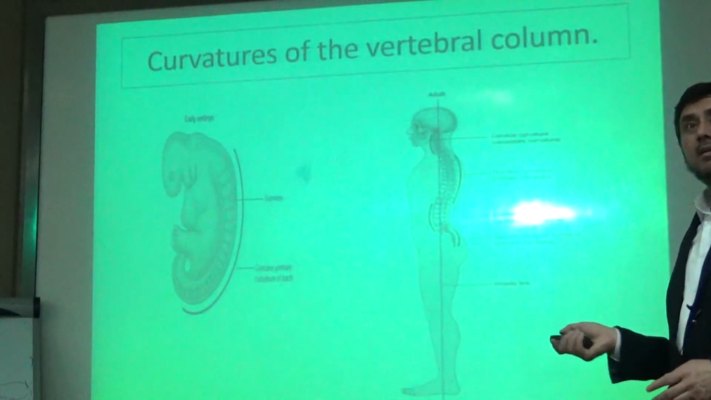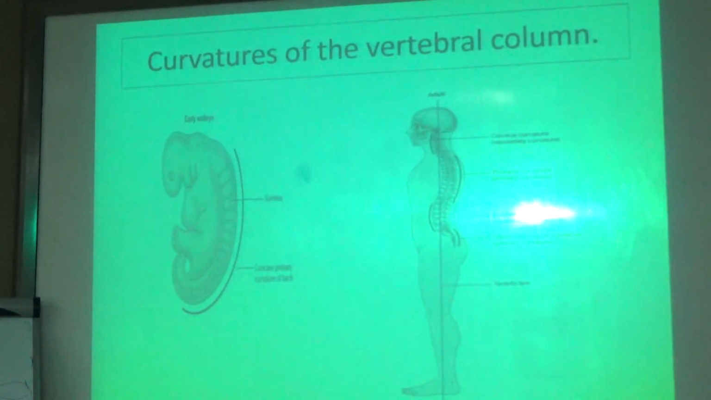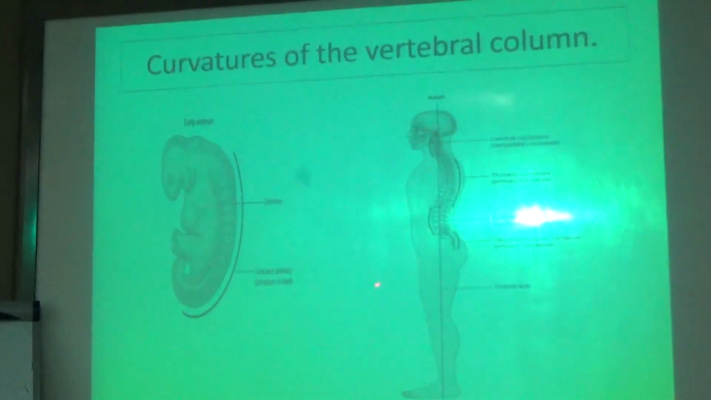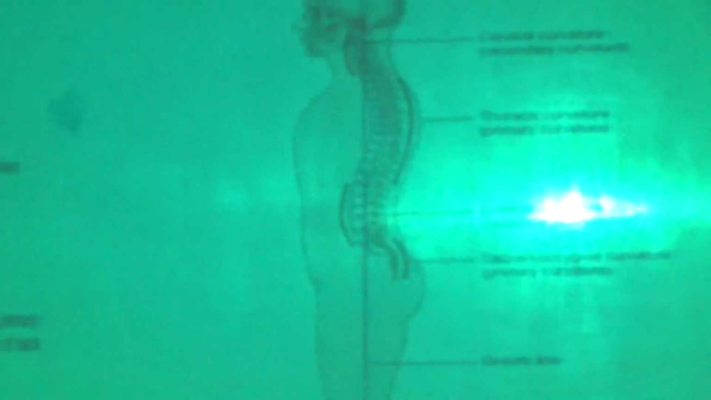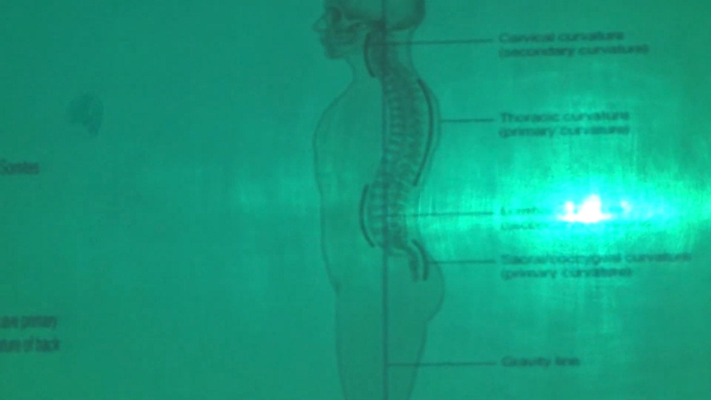What I am saying is, how many curvatures do we have? Normally, in the newborn you will find only one curvature, a C shape of the vertebral column. Not just the newborn, but during intrauterine life, at the embryonic and fetal periods, in the early stage, the curve of the vertebrae is like this. These vertebrae are C shaped.